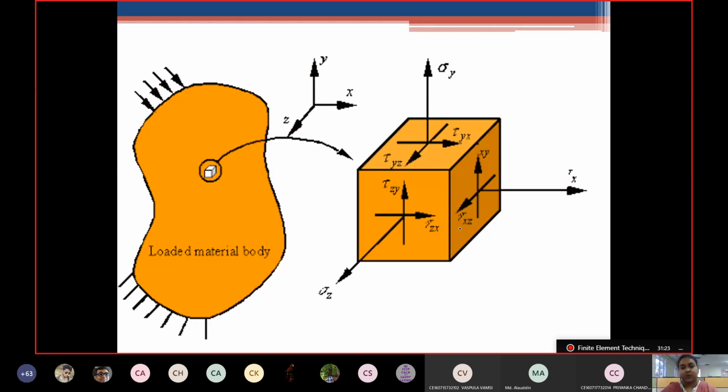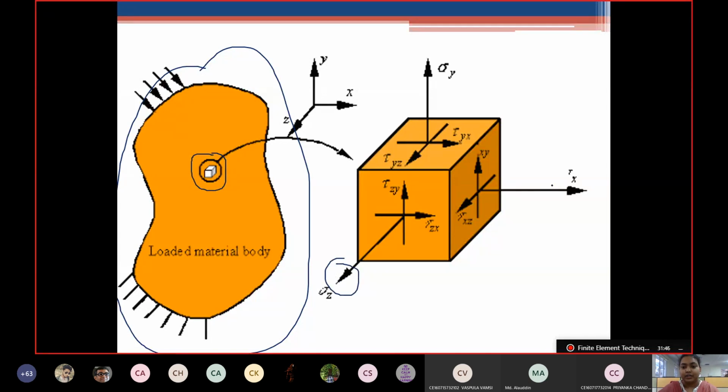Now see, this is the figure. We took a complete body, and from that an elemental volume, in x, y and z directions. This is how the normal stresses and the shear stresses are represented. All right. Normal stresses act along the direction of our coordinates, shear stresses along the faces.